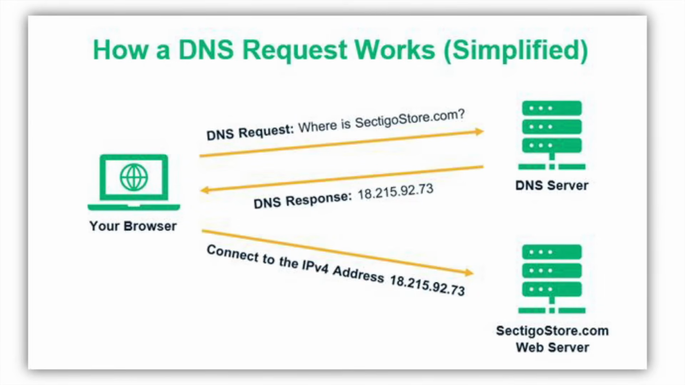So this is a little diagram. Basically, you're at your web browser. You type in a URL, sectigostore.com. That gets sent to a DNS server, and then you get a response. And then your browser uses that IP address to connect to sectigo.com servers, and then you get whatever HTML or content is delivered by that web server at that website.